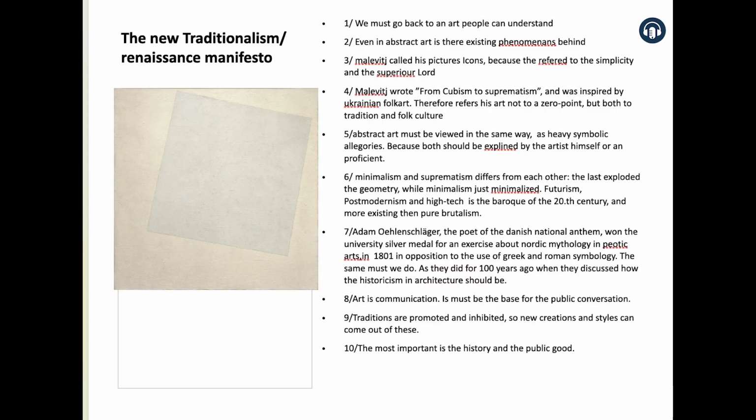And so we go to the New Traditionalism Renaissance's manifesto, some of whose points have been presented before, because it's me, Kim Stig Andersen, who has written these 10 points in my book.